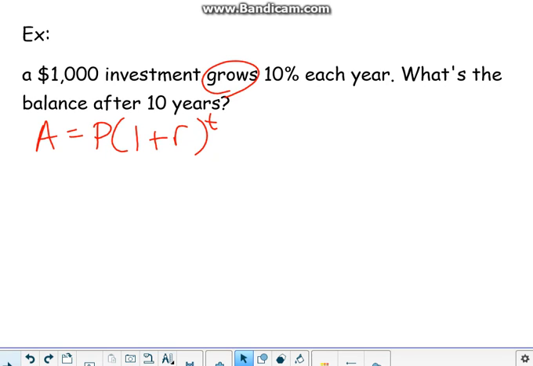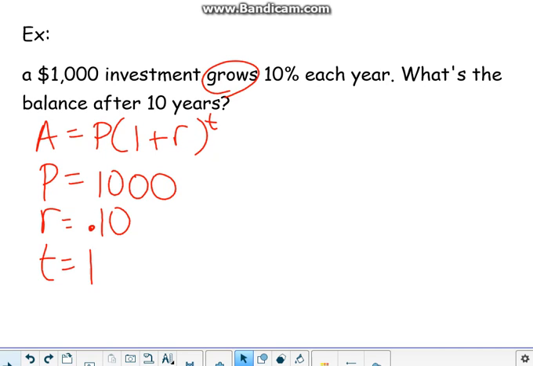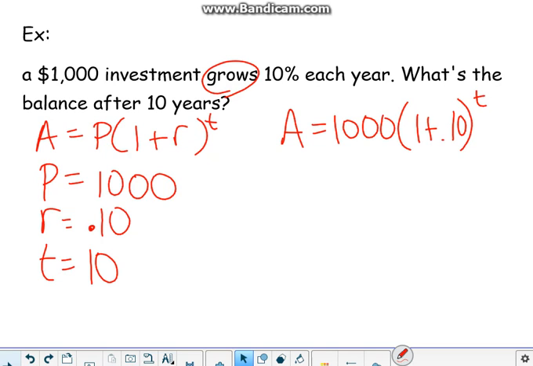A is going to be our accumulated amount. We don't know what that is. That's what we want to find. The principal amount, how much we originally had in, is $1,000. It's going to grow by a percentage rate. R is almost always going to be a percentage rate, so that's easy to identify in your problem. We're going to write it as a decimal, 0.10. And then what's the balance after 10 years? So that tells us our time. Plug everything into that formula. A equals 1,000 times (1 plus 0.10) to the T power, and T is 10.